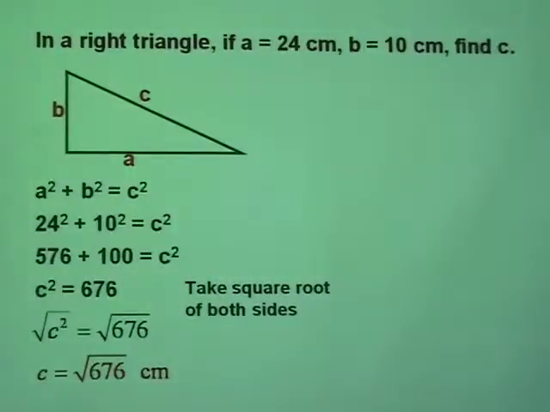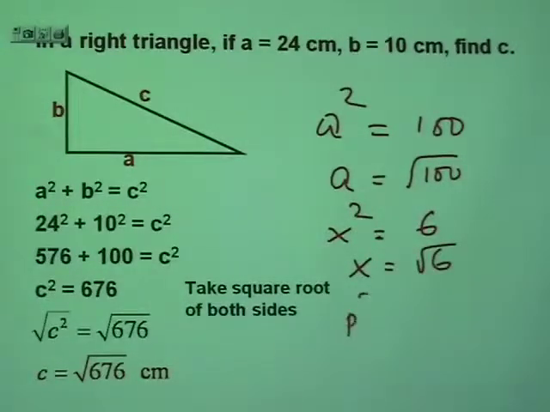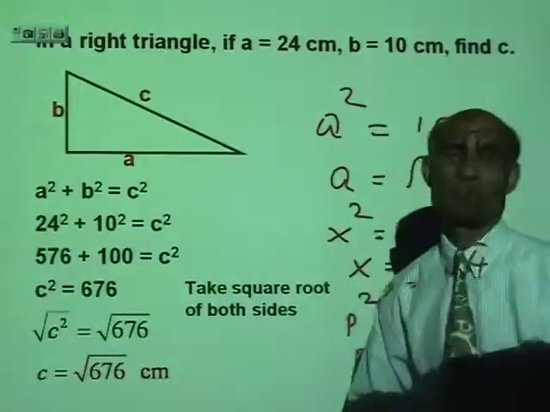Now, from now on, if you are given something like this, if A squared equals 100, then A can be written as square root of 100. Is that right? Yes. If x squared equals 6, then x will be equal to square root of 6. If p squared equals 4, then p will be equal to square root of 4, and so on. That will be an easy way to remember and do these problems.